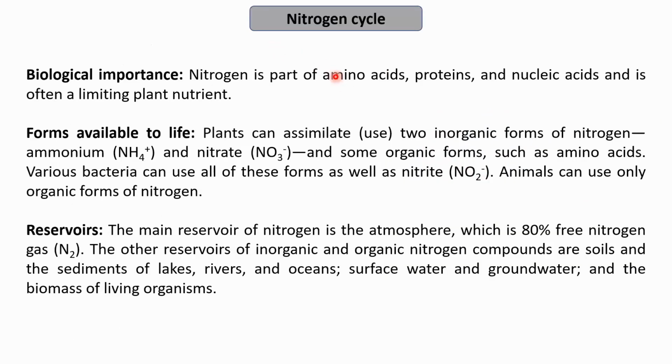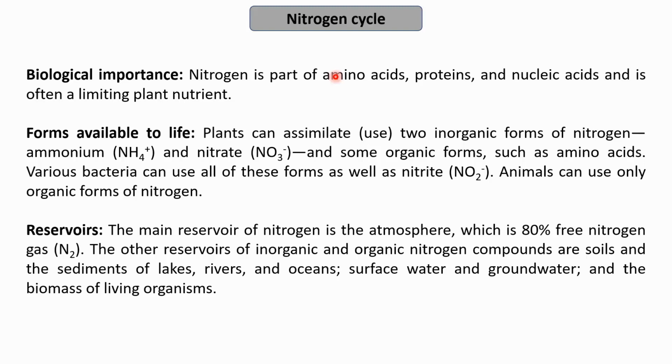The next important element is the nitrogen cycle. We know that nitrogen is also present in various biomolecules like amino acids, proteins, and nucleic acids, and is often a limiting plant nutrient. There are different forms of nitrogen that are available. Plants can assimilate inorganic forms of nitrogen, ammonium (NH4+) and nitrate (NO3-), as well as organic forms.